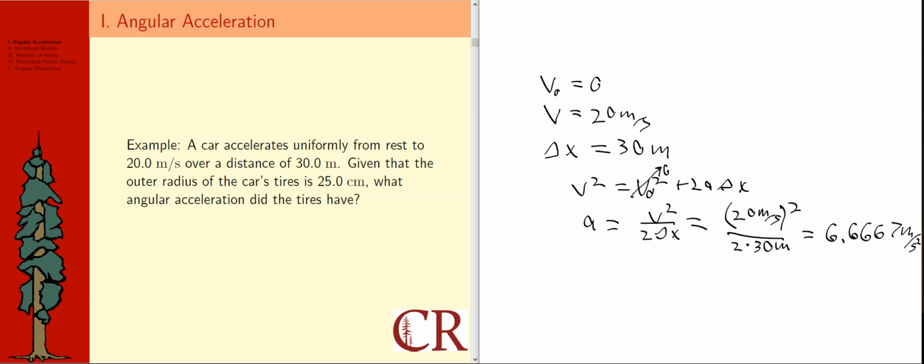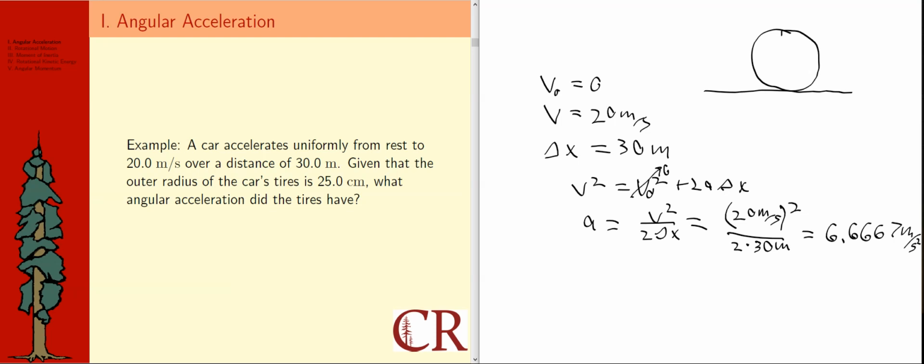But I am asked for angular acceleration, and I'm also given the radius of the car's tires. So here's the argument I'd like to make: if the wheel, or the tire on that wheel, is rolling over the... Hang on, let me try to draw a better wheel. Maybe I should have drawn the wheel first and then the ground. That could have been easier. So, okay, we got a somewhat lumpy wheel there, but that's okay.